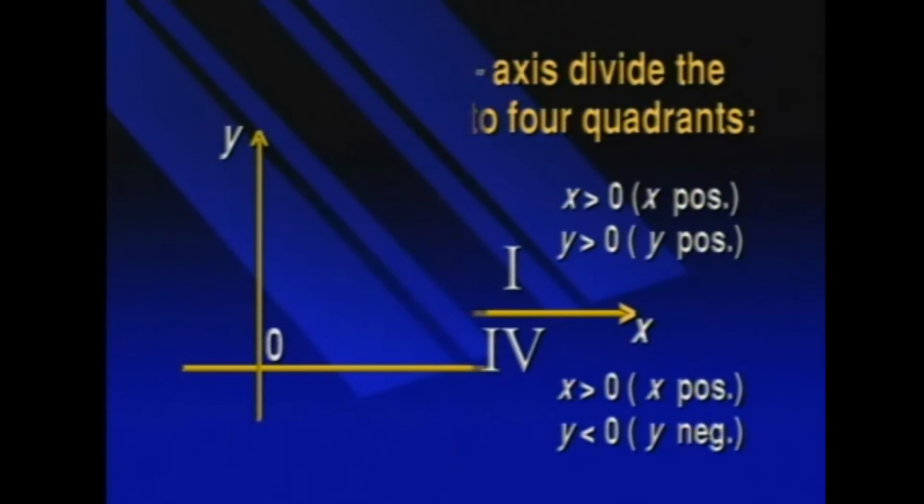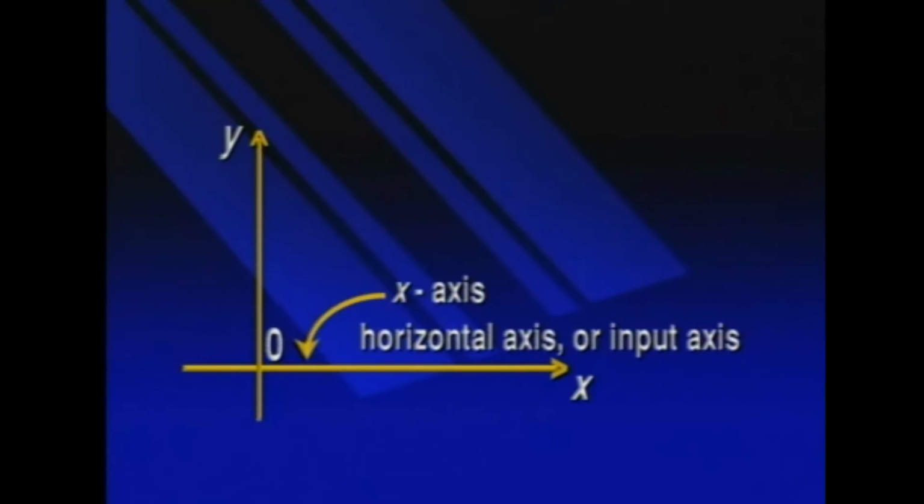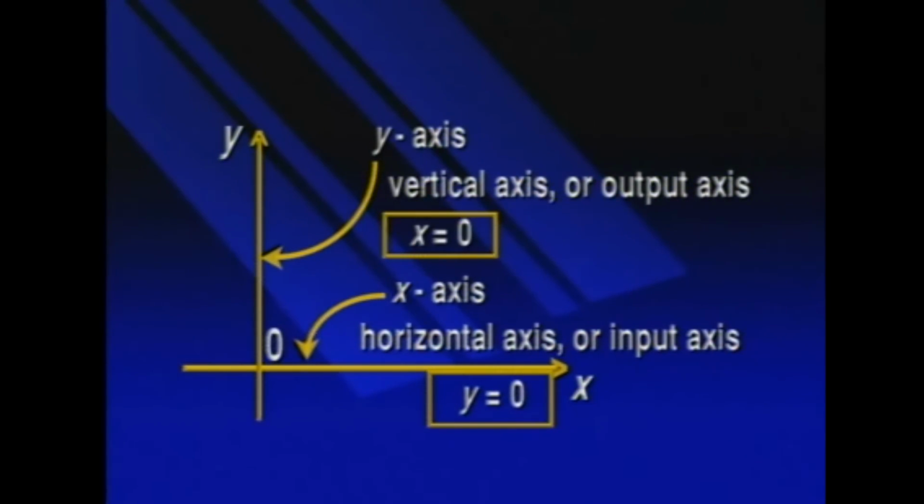And the second, I'd like you to remember that the horizontal axis is called the x-axis or the input axis. And since the y is 0 for every point, it's called y equals 0. The vertical axis is called the y-axis, or the output axis, and since the x value of each point is 0, it is called x equals 0. This was an introduction to the calculator. If you didn't catch everything, don't worry. I will do this and much more over and over again.